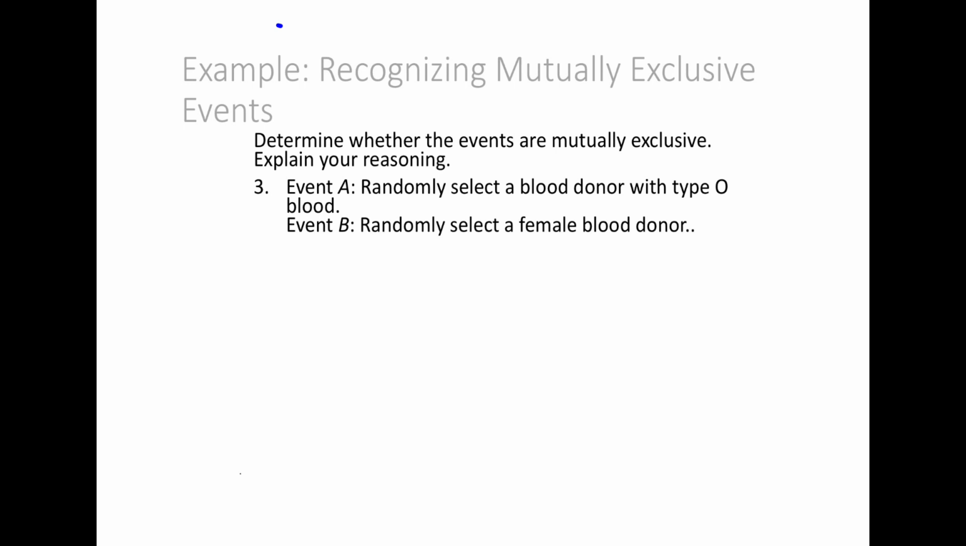For this one, our event A is described as a blood donor with type O blood, and event B is a female blood donor. So what we need to do is ask, is it possible for us to select somebody randomly and have them be a female blood donor who has type O blood? And of course, yes, that is a possible outcome. So event B and event A could happen at the same time with a single selection. So we would say not mutually exclusive. If there's overlap there, they are not mutually exclusive events.